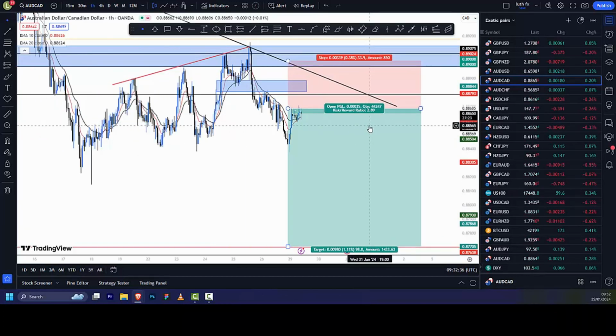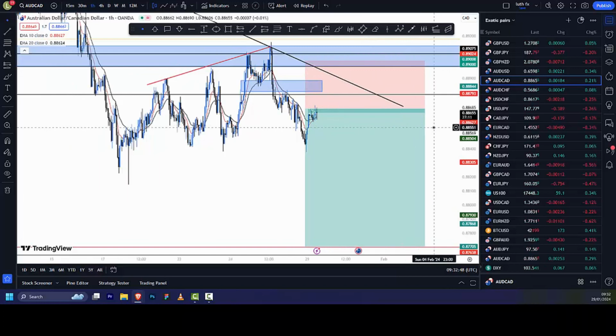Like I said, if you haven't watched the analysis, I don't want to waste a lot of time on this setup, because I've explained everything that I saw on this setup in the previous video, for which I will leave the link at the top right corner. You can also check it out for further reference.